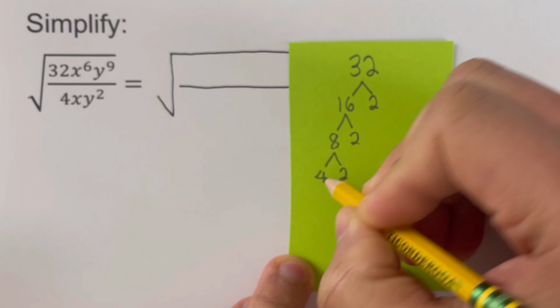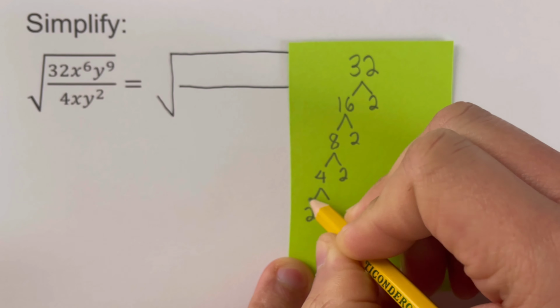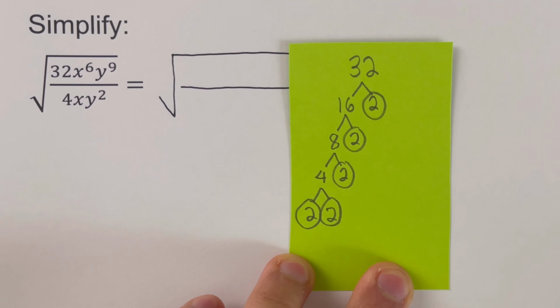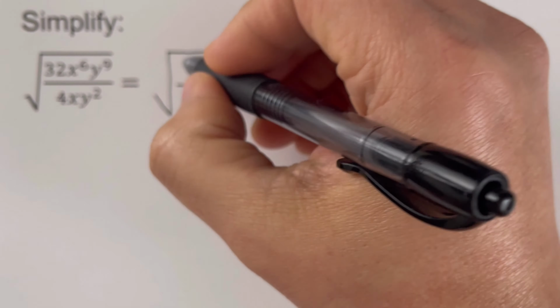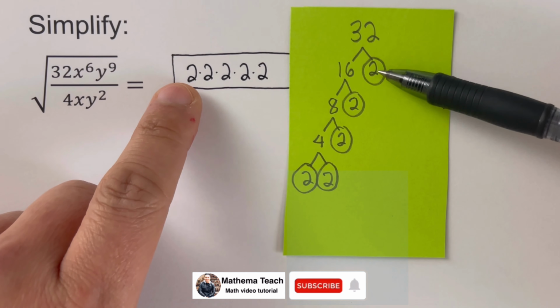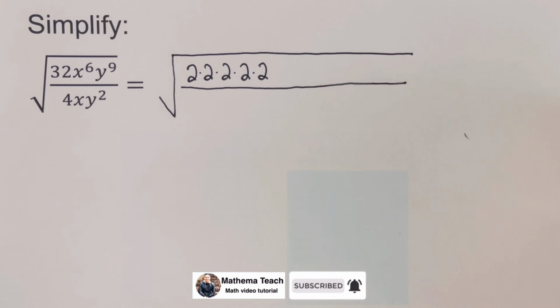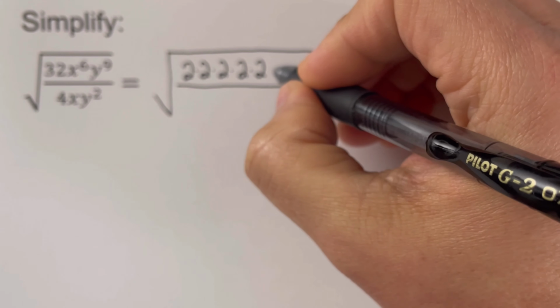And that is 4 times 2. 4 is divisible by 2. And that would be 2 times 2. So these are the prime factors of 32. I'm going to go ahead and write that on the numerator up here. So these are the prime factors of 32. There are 5 2's. And then I'm going to expand this x to the 6th and y to the 9th.